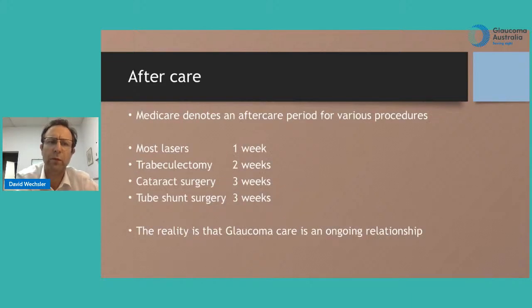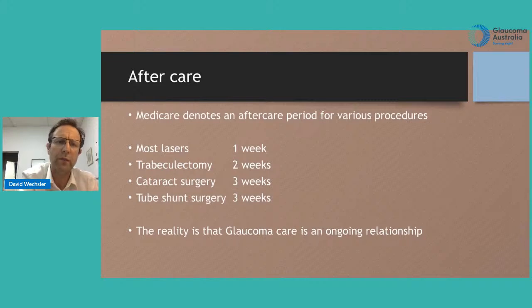And just to finish off, when we're talking about Medicare rebates, there's a designated aftercare period that's determined by Medicare. For most lasers, it's 1 week. For trabeculectomy and similar surgeries, it's 2 weeks. For cataract surgery or tube shunt surgery, it's 3 weeks. And so what that means is there's generally no charge for the appointments that are occurring within this period, but after that period, normal billing can apply.